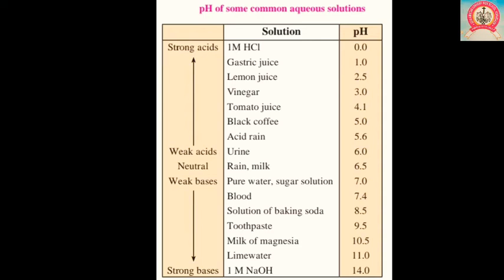So if we see here, the pH of acidic substances is less than 7. For the neutral, that is milk and rain, their pH is near about 6.5, and near 7, which is given, that is the neutral solution. And the pH for the basic substance is more than 7. So we will see all this practically.